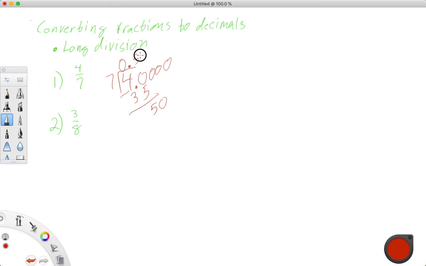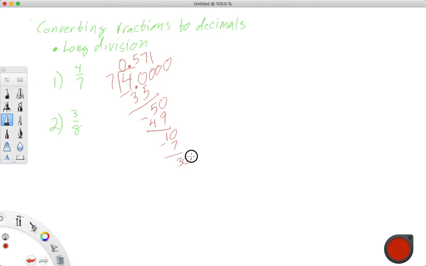7 into 50 is 7 times, and I'm not sure why I tend to write so diagonally. I'm sorry. 7 times 7 is 49. Try and straighten this out a little bit. 50 minus 49 gives me a 1. Bring down another one of my handy zeros. 7 goes into 10 one time. So 7. 10 minus 7 is 3.